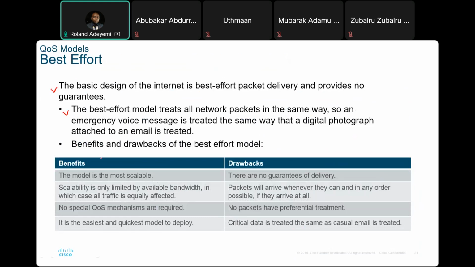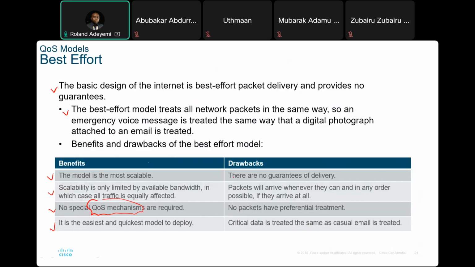So what are the benefits and the drawbacks of best effort? The benefit: the model is the most scalable. Just leave your device on the network and trust it to do the right thing. Scalability is only limited by available bandwidth, in which all traffic is equally affected. Just pray you have enough bandwidth and you don't have too much congestion. No special QoS mechanisms are required. If you don't know about QoS, and as long as you don't have too much traffic, you don't have a problem. And it is the easiest and the quickest model to deploy.